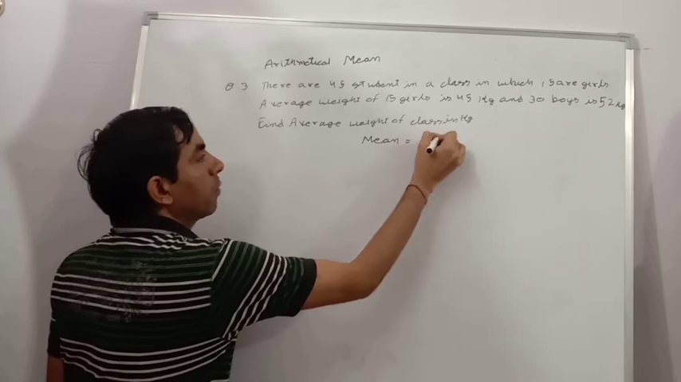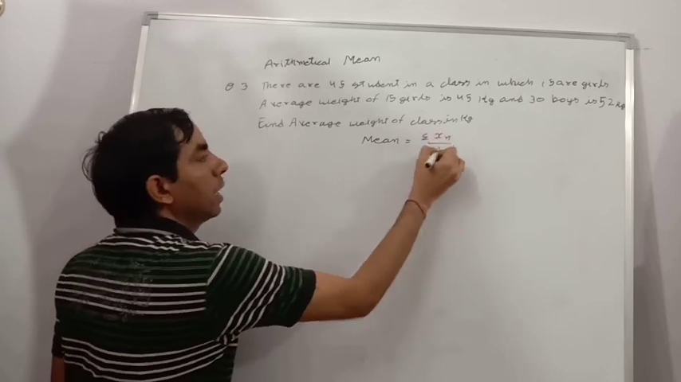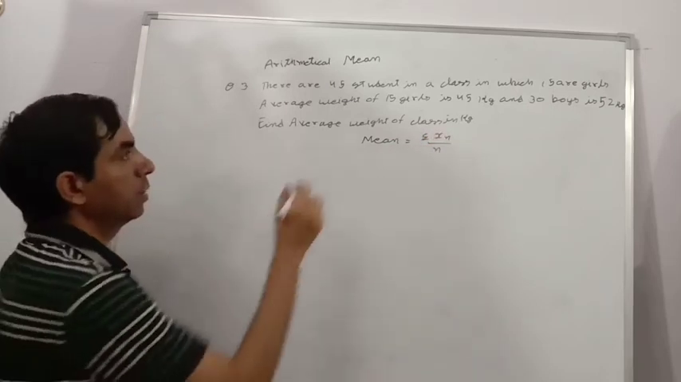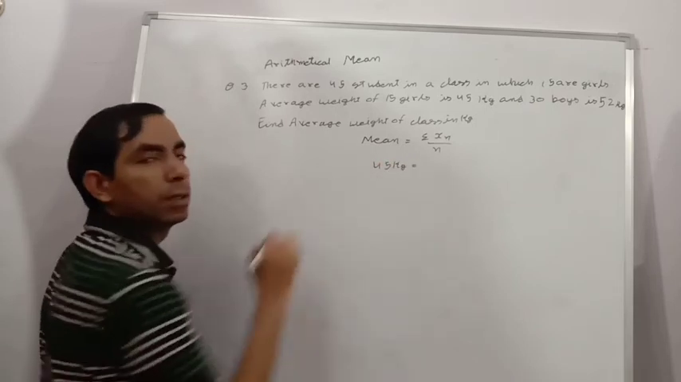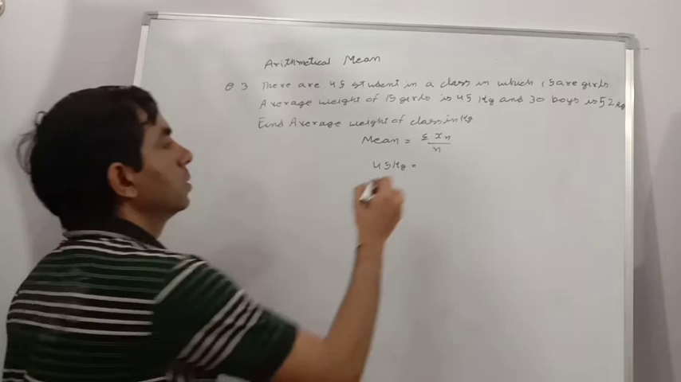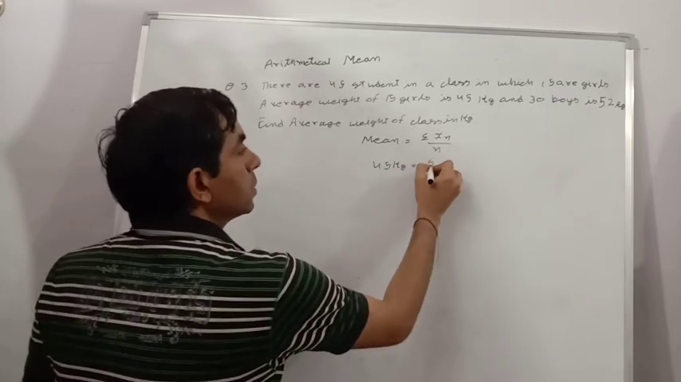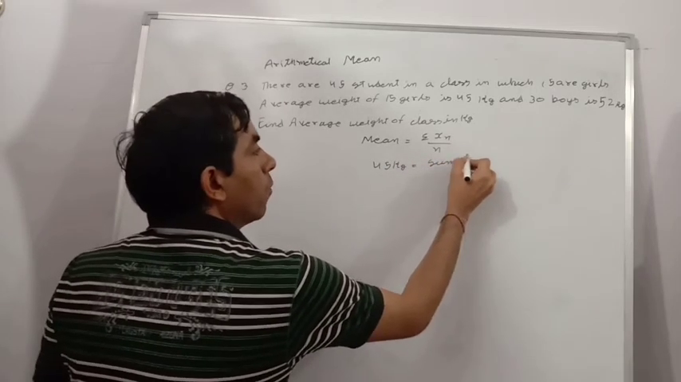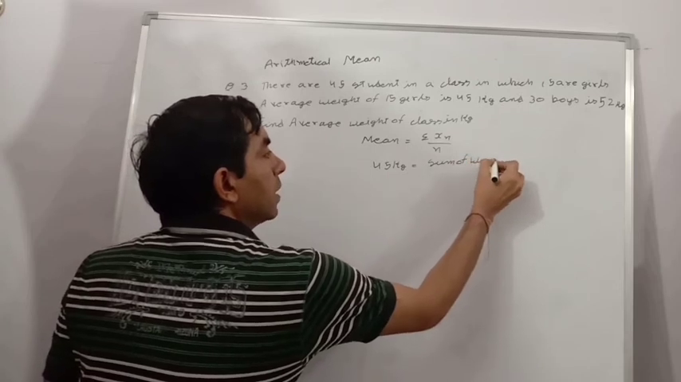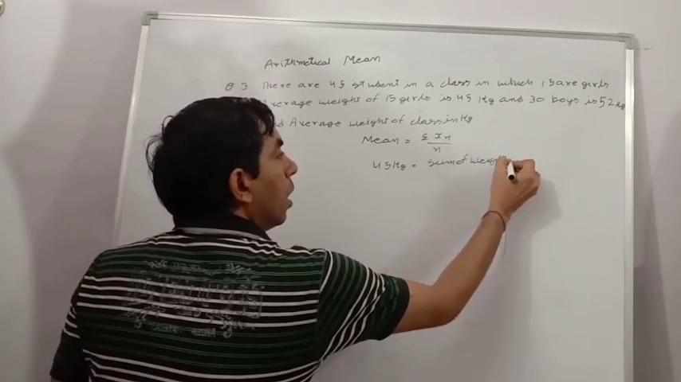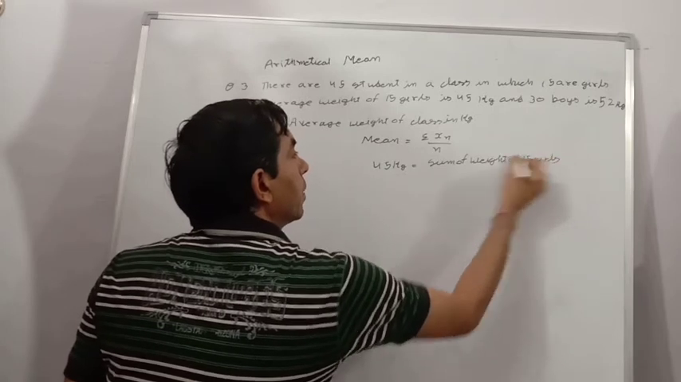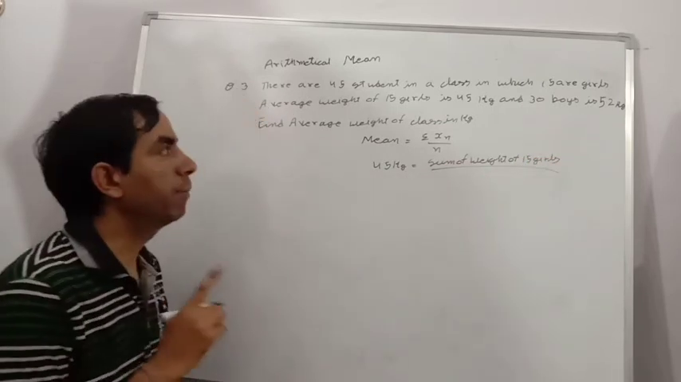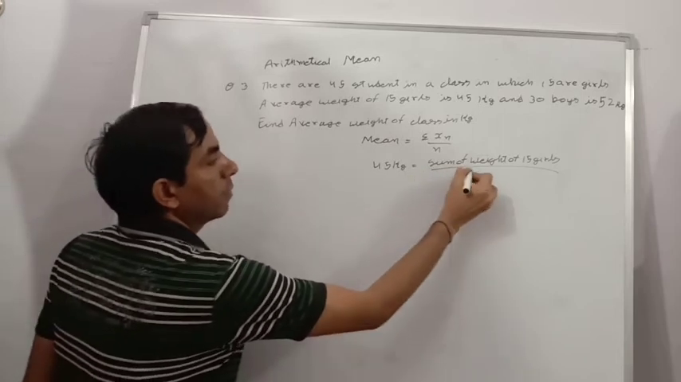Mean is equal to summation of xn upon n. For girls, the mean is 45 kg. Summation of xn means the sum of the weight of 15 girls, upon the number of students; the number of girls is 15.